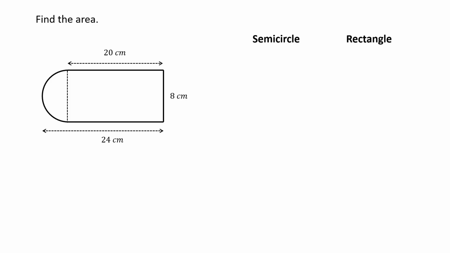And we don't have a full circle here, but if we did have a full circle, the area would be pi r squared. Since we only have a semicircle, or half a circle, the area formula would be half of that.